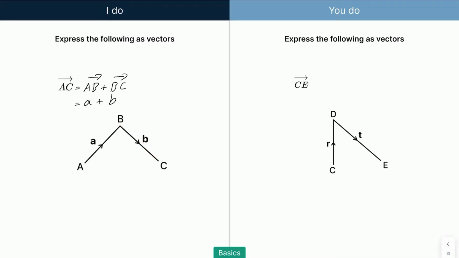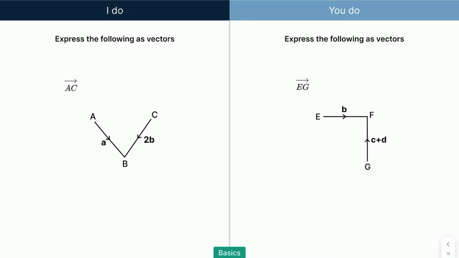So again, hopefully you've pressed pause and had a go at this one. To go from C to E, I'm going to go from C to D first and then D to E, and I'm going to show my full working out. So C to D plus D to E, which is going to become r plus t.